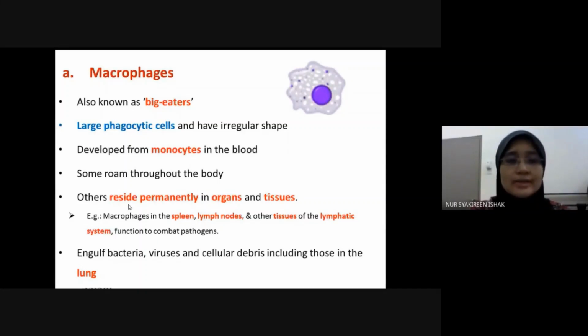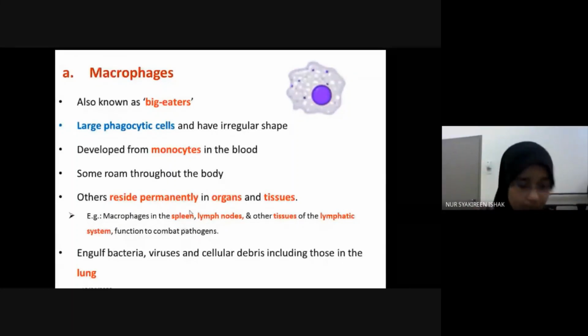Okay, they reside permanently in organs and tissues. So you can find macrophage in the spleen, in the lymph nodes and other tissues of the lymphatic system, to fight off the pathogen. So they engulf bacteria, viruses, and cellular debris, including those in the lungs. Okay.